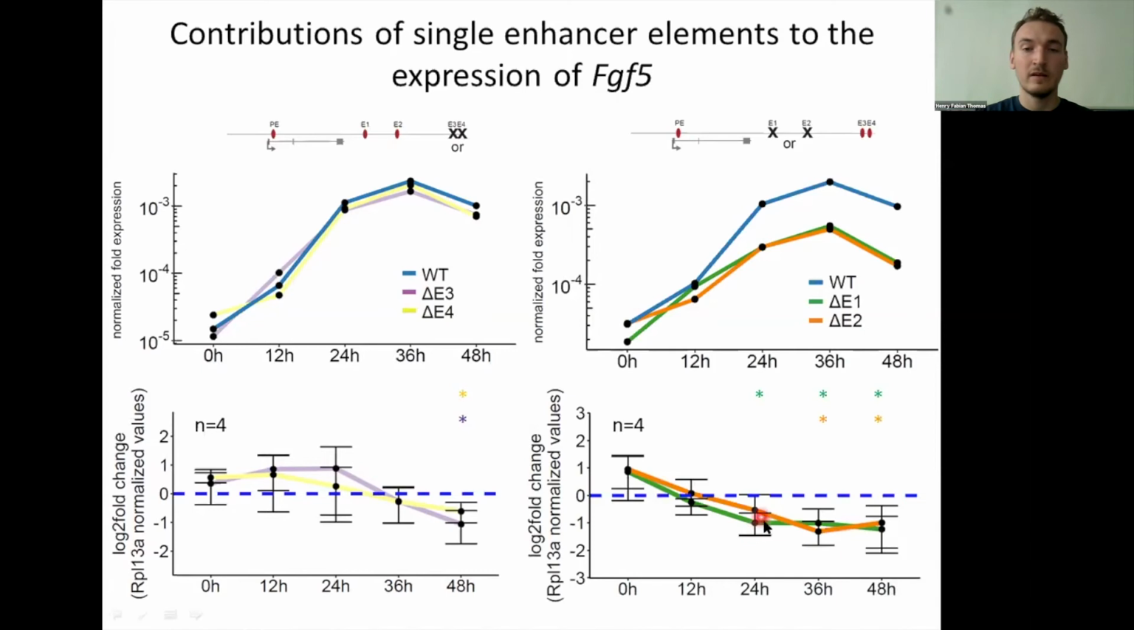And also, if we look at the average of several replicates, we see an earlier effect compared to E3 or E4 knockouts. So taken together, these data show that E1 to E4 are required for induction of Fgf5 expression upon differentiation, and that E1 and E2 are required earlier than E3 and E4.